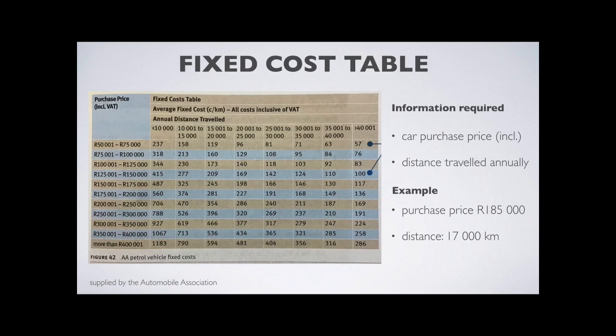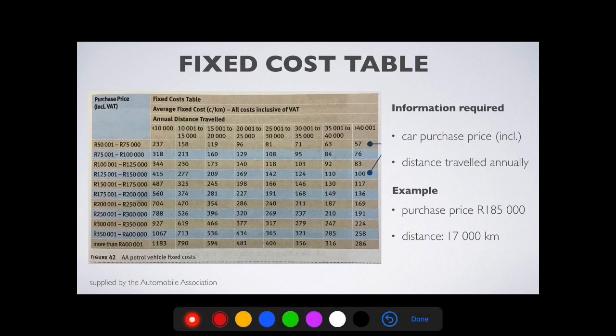So, for example, we are going to look at the purchase price of 185,000. So 185,000 falls in this line here, and then the distance traveled is 17,000 kilometers, which will be in this group here. So 185,000 and 17,000 kilometers will give us a factor of 281, and in fact that is cents per kilometer.